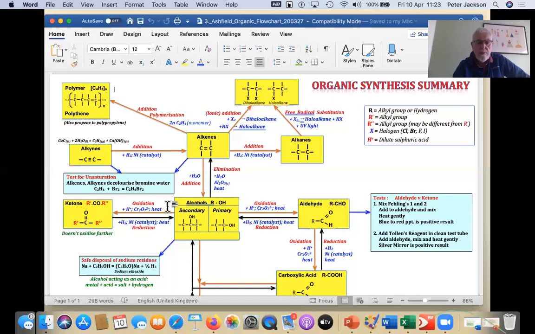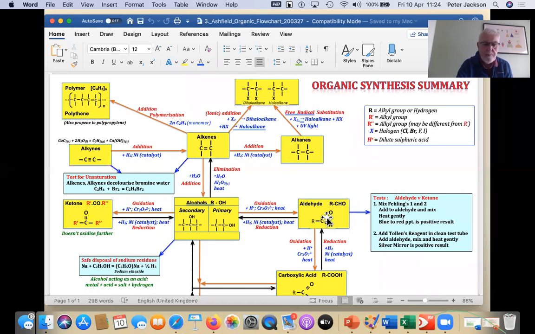Secondary alcohols give us ketones by oxidation. The conditions are exactly the same. It's just that it's a secondary alcohol. The secondary alcohol is one where the carbon to which the OH is attached has two carbons attached directly to it. A primary alcohol, the carbon which has the OH attached to it, only has one carbon attached directly to it. So if we have a primary alcohol and we oxidize it, it gives us an aldehyde.